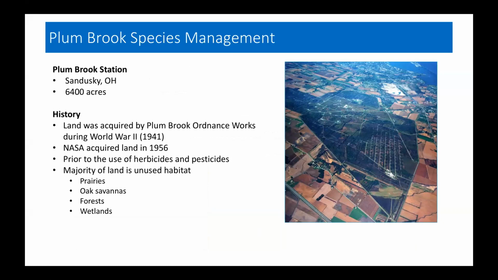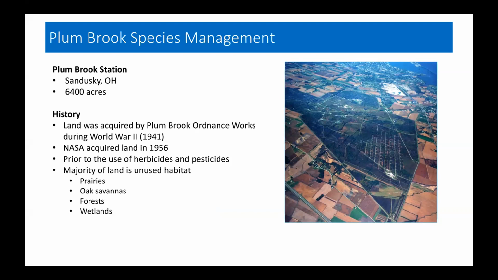Okay, it's there. All right, so here you can see on the right is a picture of Plum Brook Station, and as you can see, it is massive. If you go to Google Earth and you do the aerial photo, you'll be able to see Plum Brook Station there. So it's 6,400 acres, and that, again, is located in Sandusky, Ohio. A little bit of background is that this land was acquired by the Plum Brook Ordnance Works during World War II, and they acquired this land to manufacture TNT and pentolite. And that's part of the reason why the location is so large, is that they wanted some buffer zones. And then NASA began acquiring the land in the mid-50s.